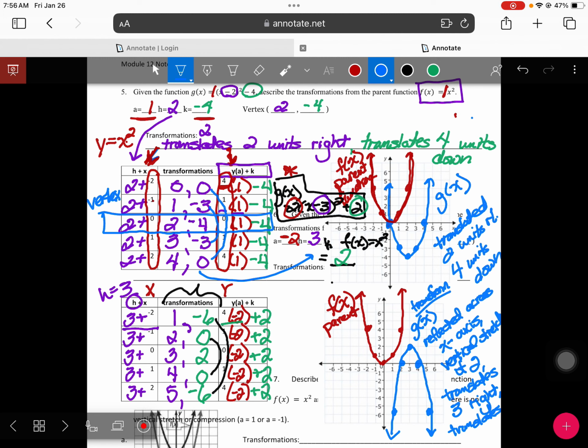with a positive 2 to K, 2 units up. That's weird. I guess because it's turned upside down, it is 2 up, but upside down.